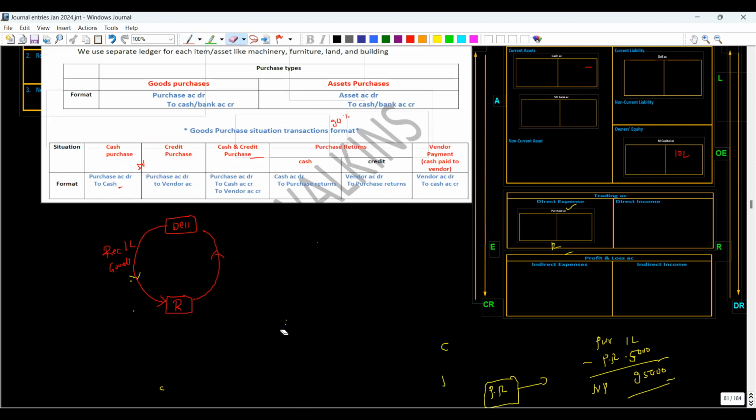Okay, now tell me what is credit purchase? Purchasing goods with cash, or without cash? Without cash, to pay in future. Yes. Okay.